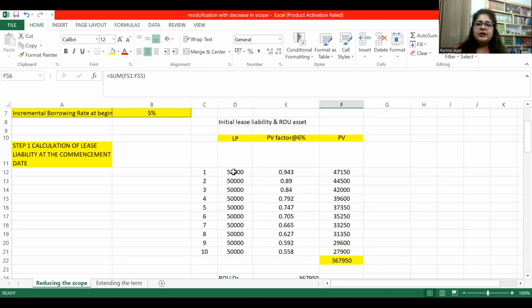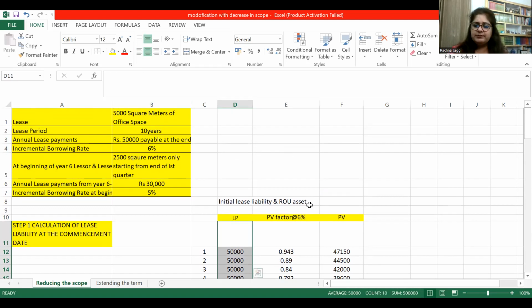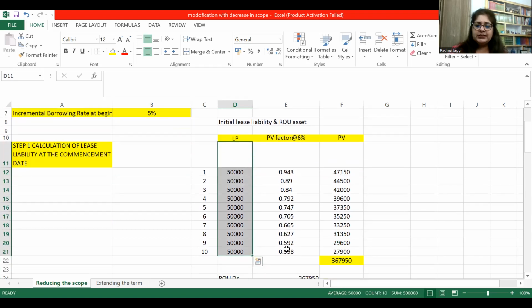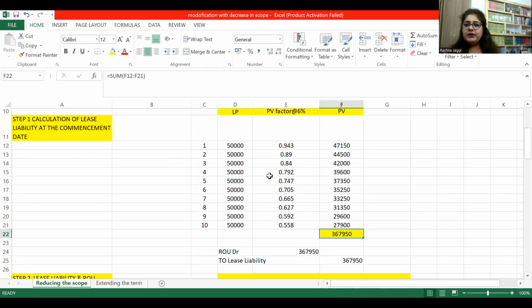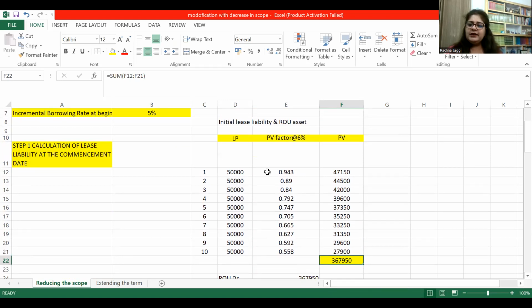So this is how we have calculated. The lease payment is 50,000, and the present value factor at the rate of 6%, because the incremental borrowing rate is 6%, is given here. Of course, if I multiply this lease payment with the present value factor, it will give me the present value of the lease liability. This gives us a lease liability of 3,67,950. And on this, of course, we will pass the entry: ROU debit to lease liability 3,67,950. This is step one, that we calculate the lease liability and ROU as per the original lease term which is given.